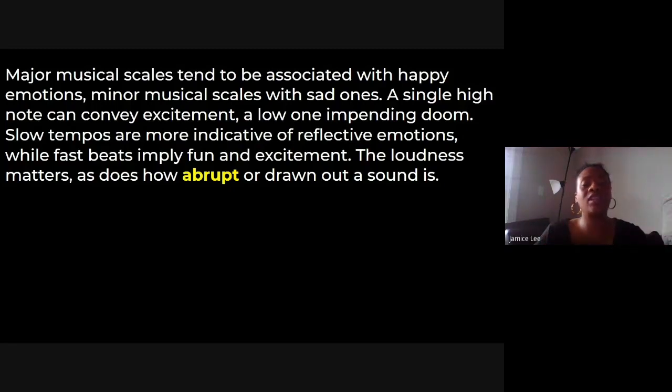Major musical scales tend to be associated with happy emotions. Minor musical scales with sad ones. A single high note can convey excitement, a low one impending doom. Slow tempos are more indicative of reflective emotions, while fast beats imply fun and excitement. The loudness matters, as does how abrupt or drawn out a sound is.